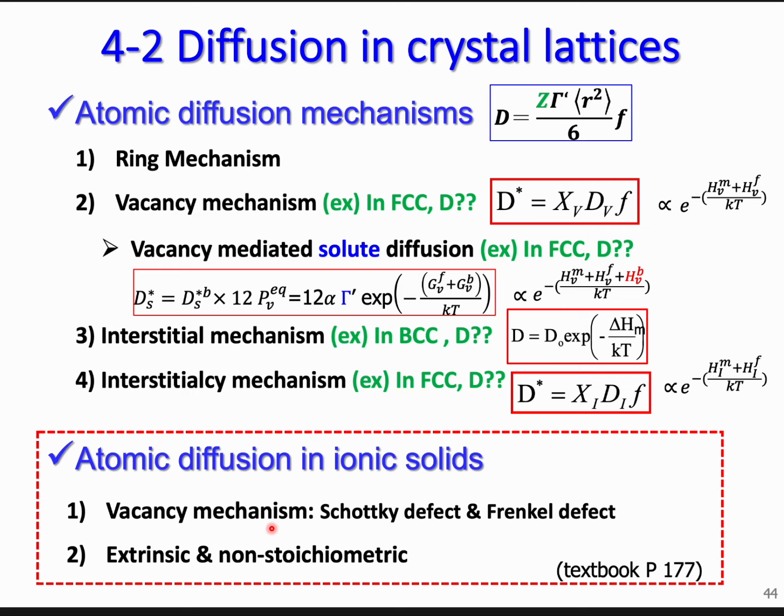In this case, we are going to introduce two different vacancy formation mechanisms in ionic solid materials. The first one we call a Schottky defect, and the second one is the Frenkel defect. Then we are going to add some dopant to these ionic solid materials and show you how to modify the diffusivity of the cation and anion under these extrinsic and non-stoichiometry conditions.